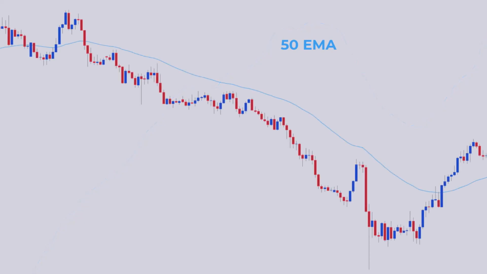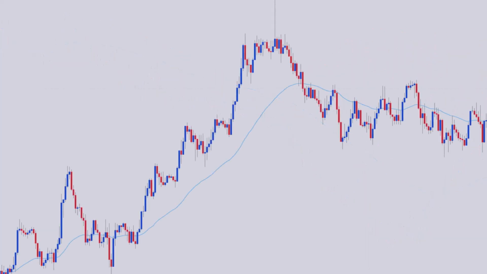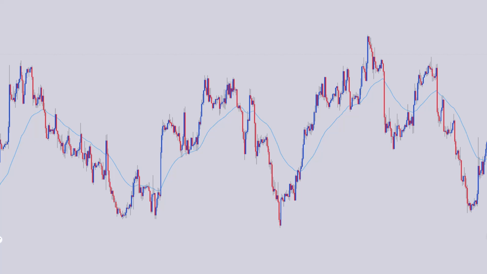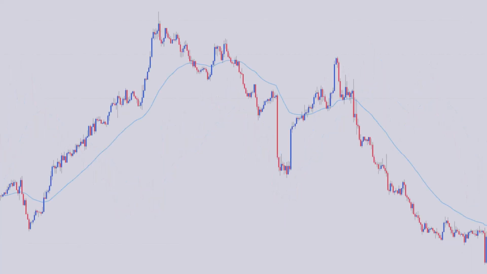The 50 EMA can provide insights into trend direction. When the 50 EMA is above the price, that's usually a sign of a potential downtrend or bearish sentiment. Conversely, if the price is above the 50 EMA, that suggests an uptrend or bullish sentiment. When the 50 EMA is fluctuating through the price action with no clear direction, you are in a ranging market. A break through the 50 EMA can also signal a potential trend reversal. This is not a guarantee, but a cue to start paying attention.